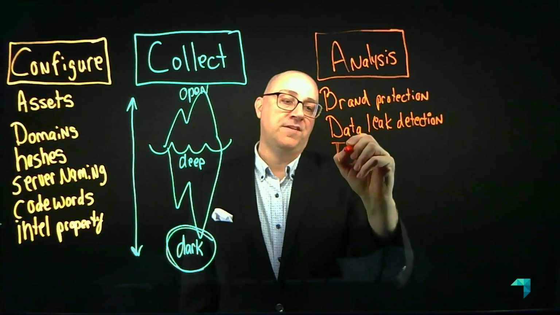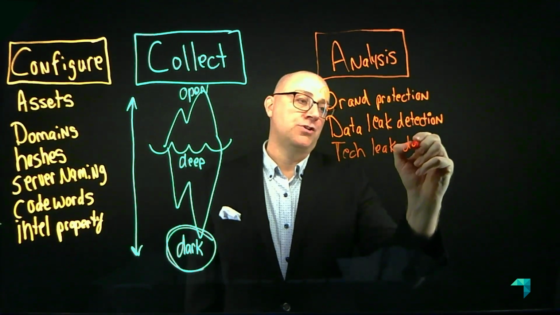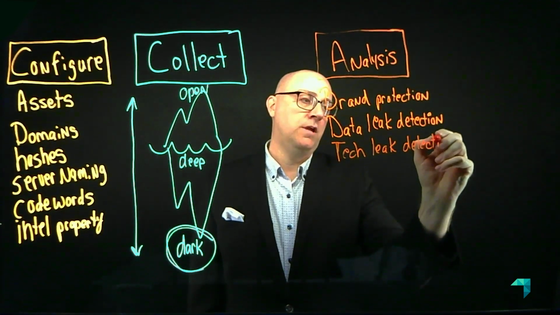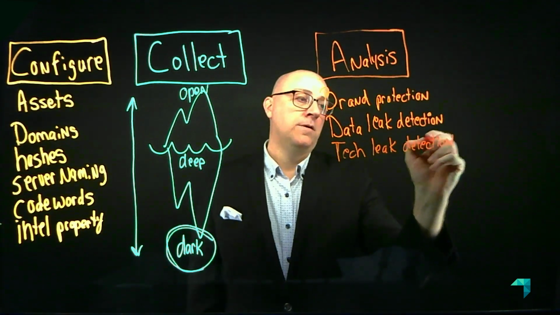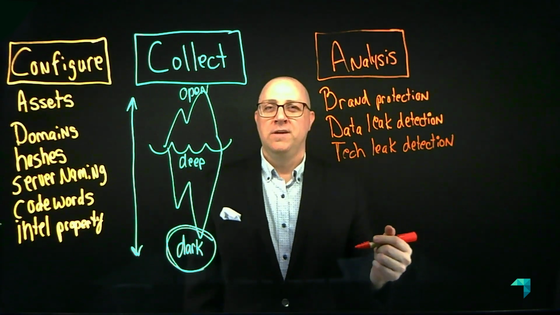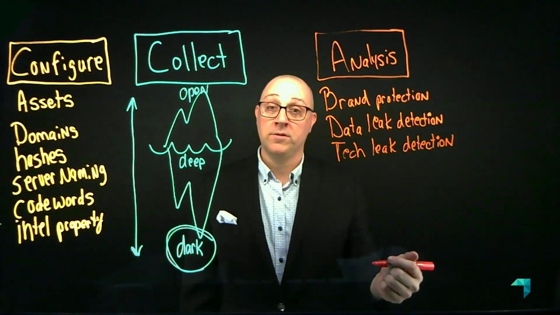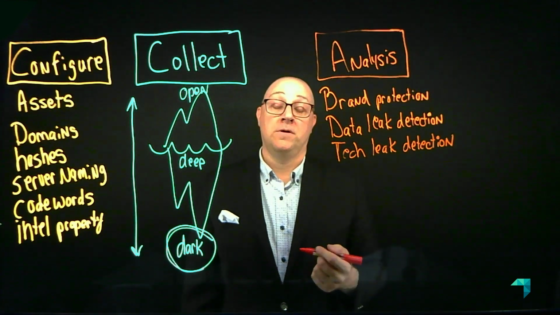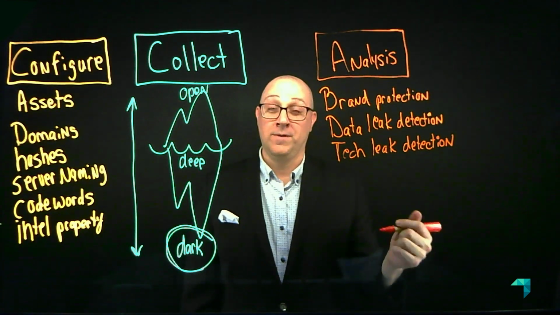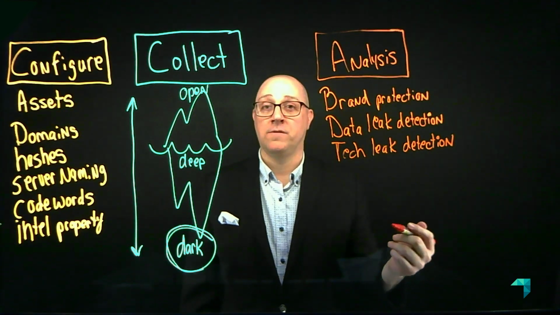The next category is technical leak detection. And I make a distinction here. A classic example that we see a lot in our customers is GitHub. People think that a repo is private when in fact it's public, and they may be putting up an RSA SSH private key, which obviously should not be in the public domain.